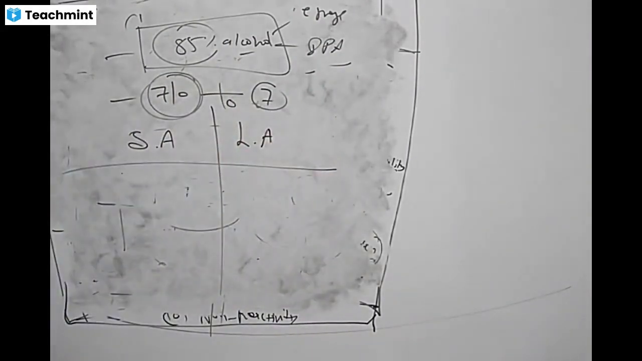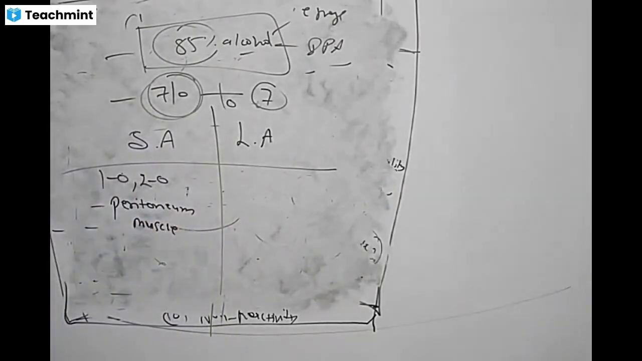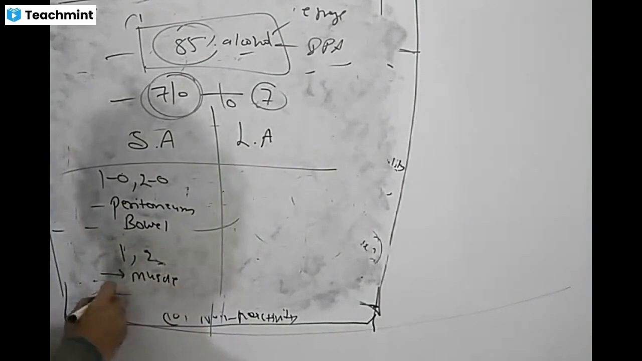In case of small animals, we use 1-0, 2-0, starting from inside, suppose we start from the peritoneum, then come outside, muscles. So we use 1-0, 2-0 for peritoneum, for intestine. Outside the peritoneum is the bowel. And 1 or 2, these are for your muscles and for your fascia or subcutaneous tissue.